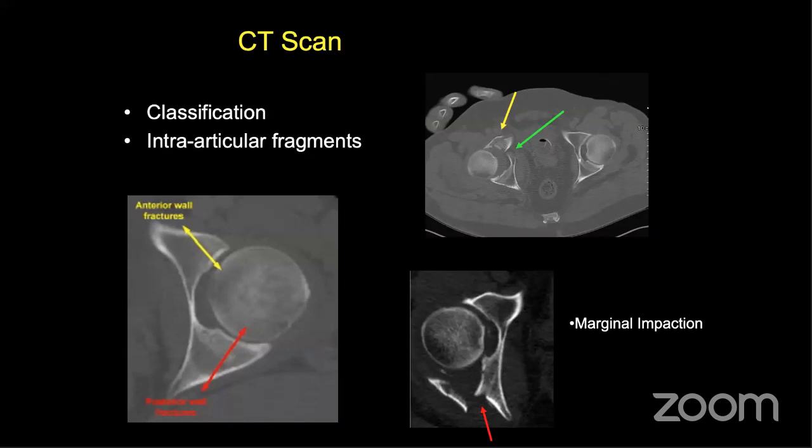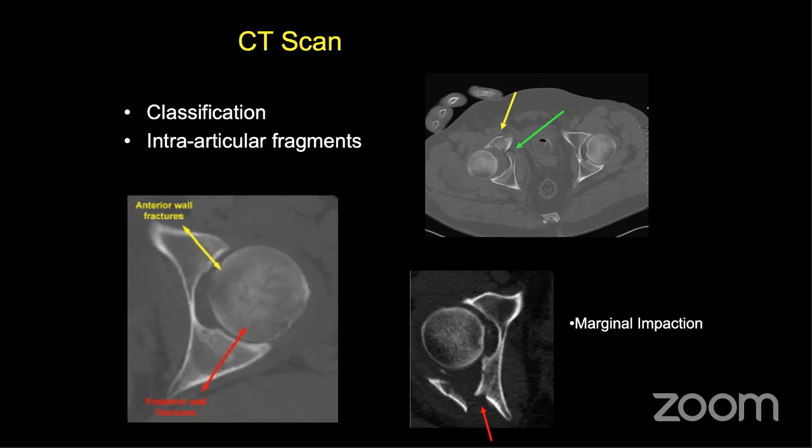CT scans are almost invariably obtained for acetabulum fractures. The picture on the left side shows the anterior wall and the posterior wall, and you can see the direction of the fracture line represented by the yellow arrow and then by the red arrow. So if the arrow is going in the anterior posterior direction on an axial image, it usually means that it's a wall fracture.